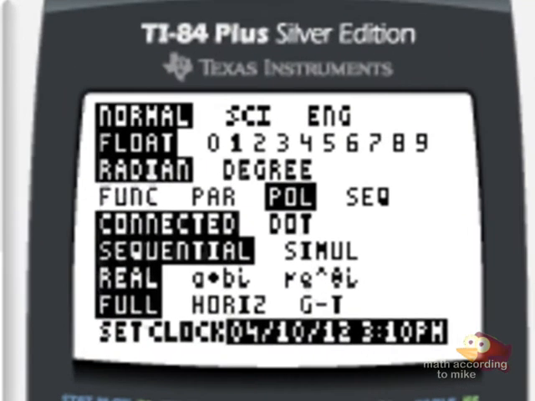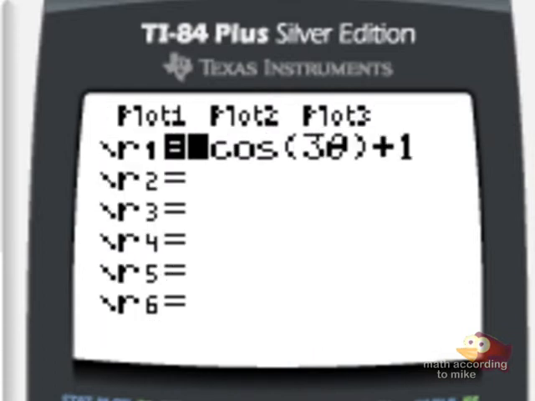Once you are there, you're now going to hit y equals, and you're going to see something amazing. It doesn't say y equals anymore. What does it say? R equals. Look at that. I need you to type in 5 cosine of 3 theta plus 1. Your theta is the same button as your x.